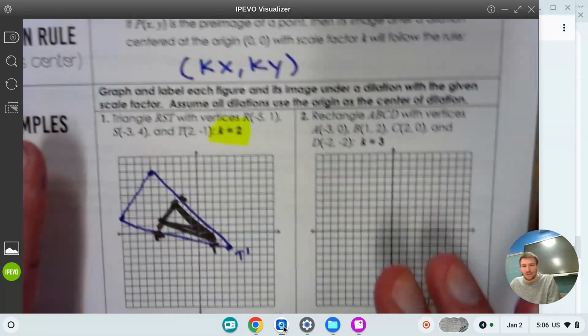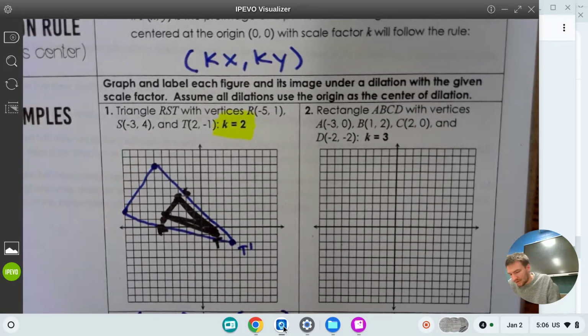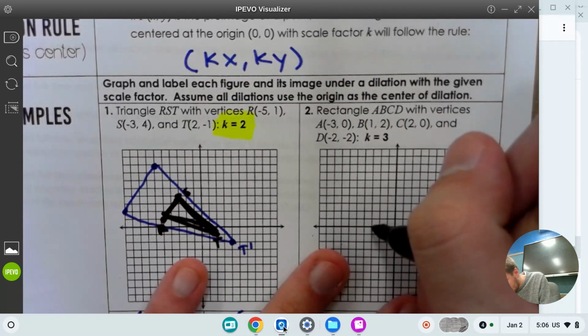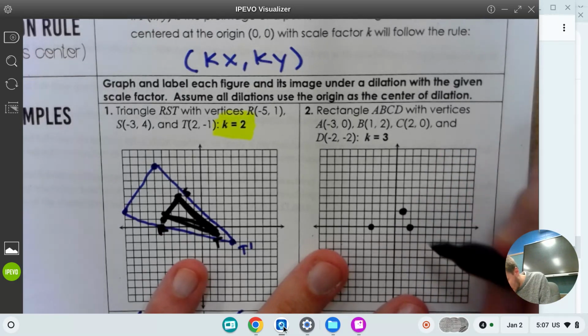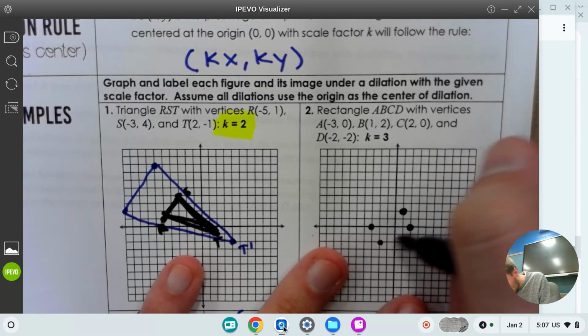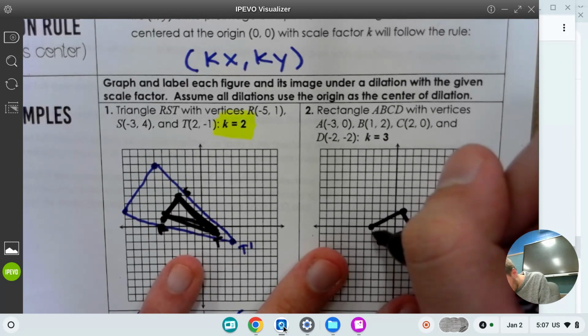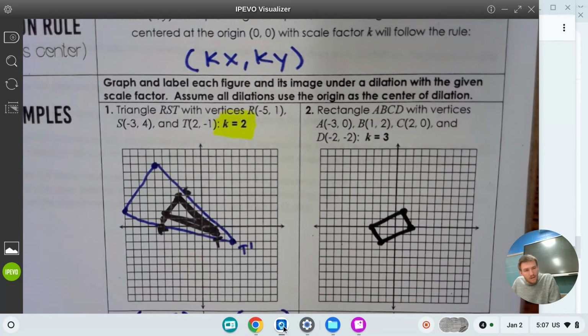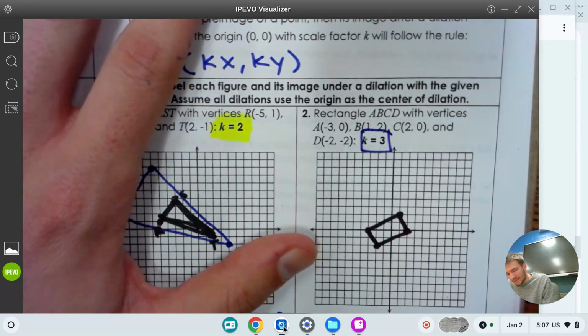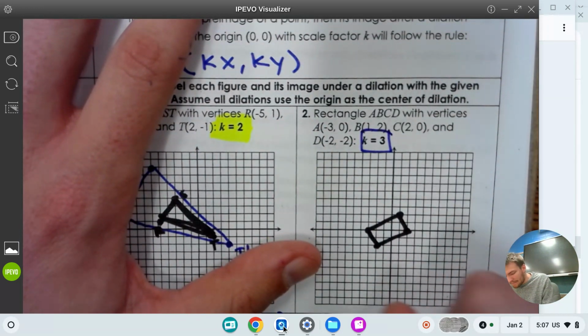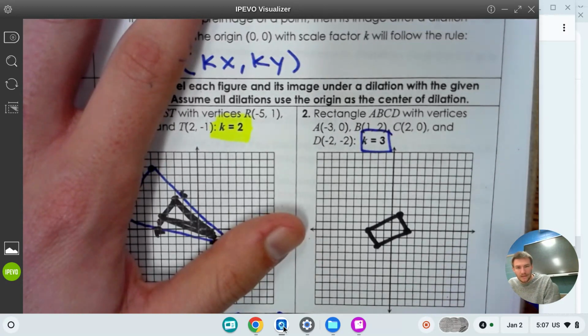Okay, let's try this one. We got a rectangle. Let's do this really quick. -3, 0. Got it. 1, 2. Got it. 2, 0. Got it. -2, -2. Got it. So easy. Again, we're all around the origin, so when we grow up, we're going to be even bigger. That rectangle is going to be on the inside. And my scale factor is 3, so I need to get 3 times as big. Basically, multiply every number by 3.